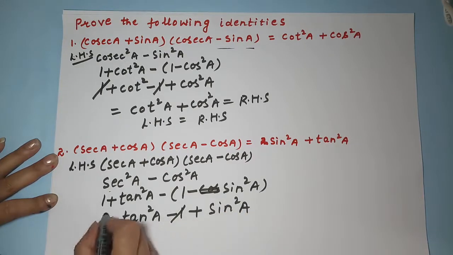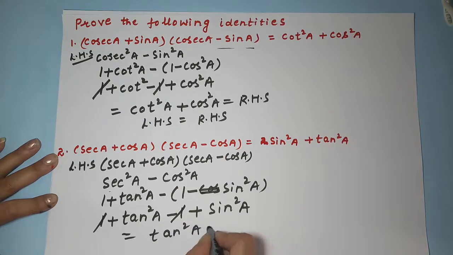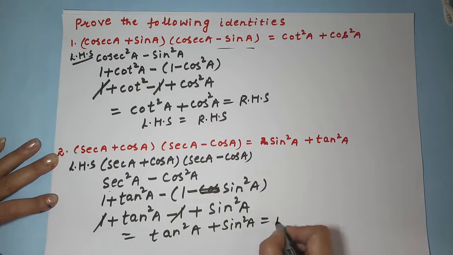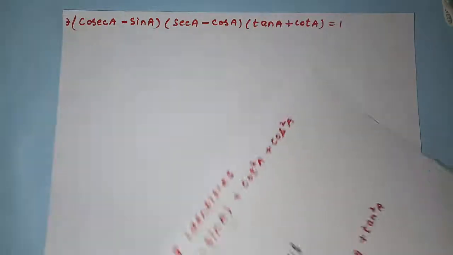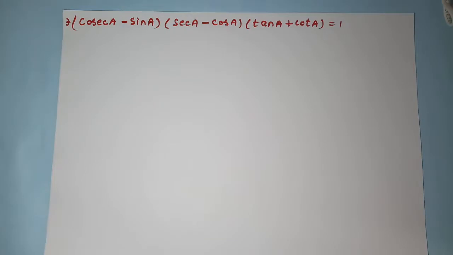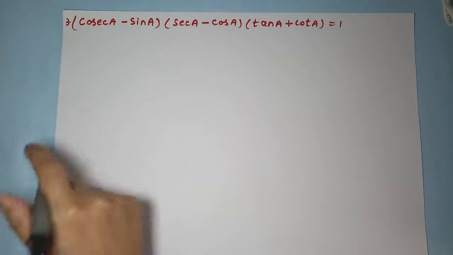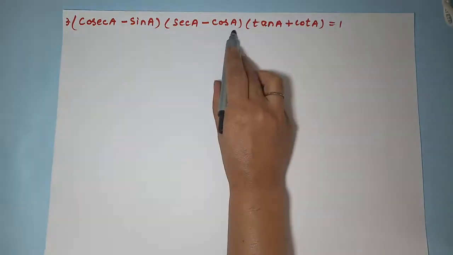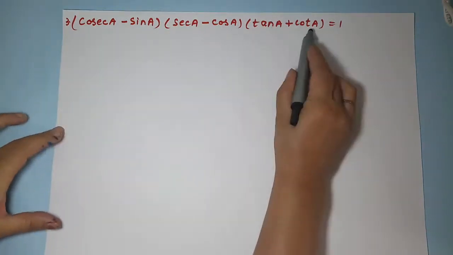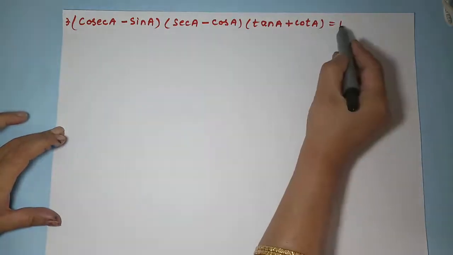So I get rid of this one. Finally, I am left with tan square A plus sine square A. Is it my right hand side? Yes. I have proved my left hand side equal to right hand side. Right? Okay. Now, another type of sum. Here, (cosec A minus sin A) into (sec A minus cos A) into (tan A plus cot A). I have to prove that this is equal to 1.